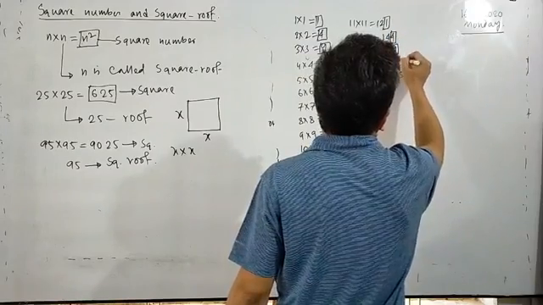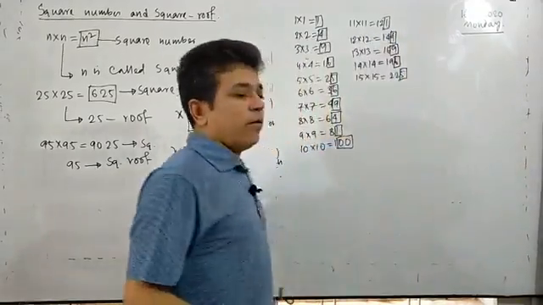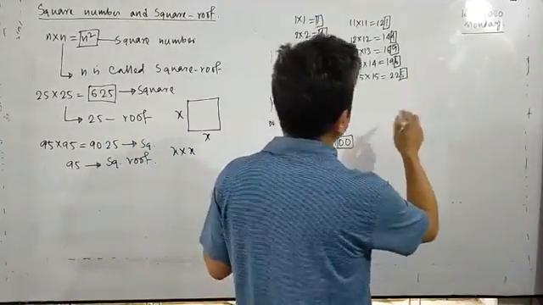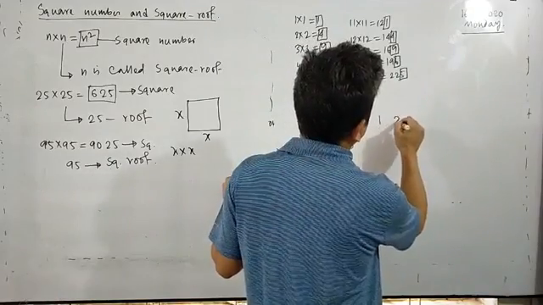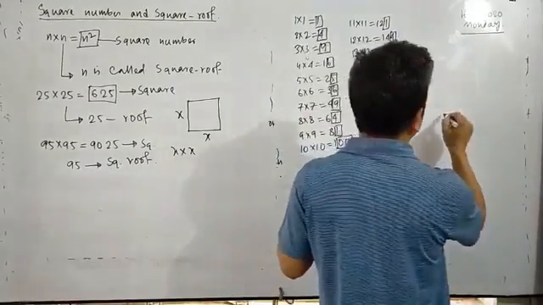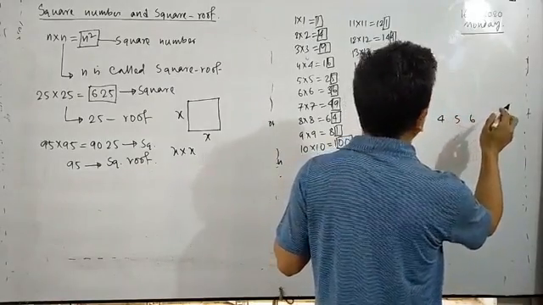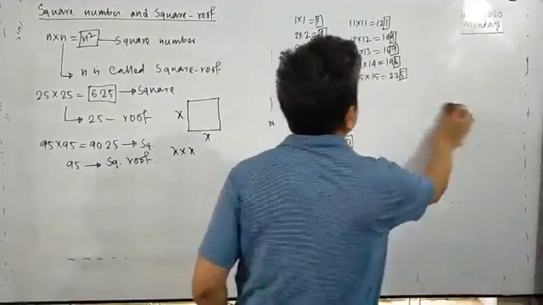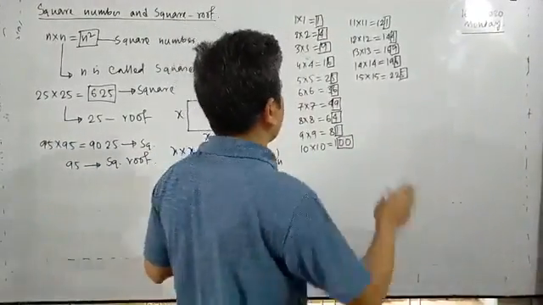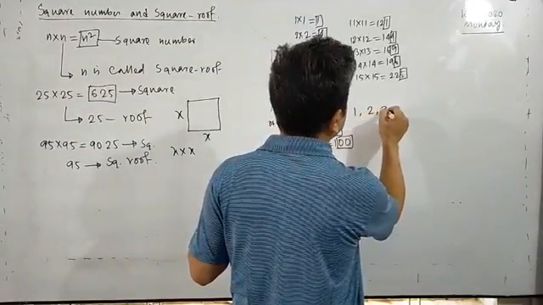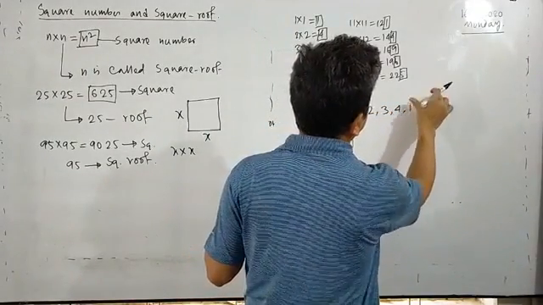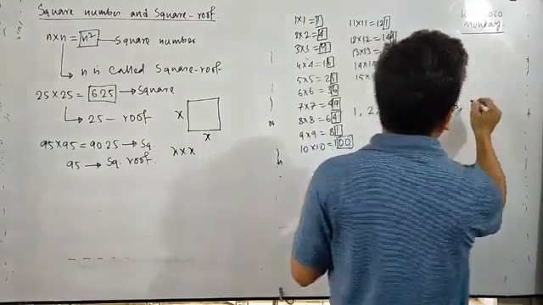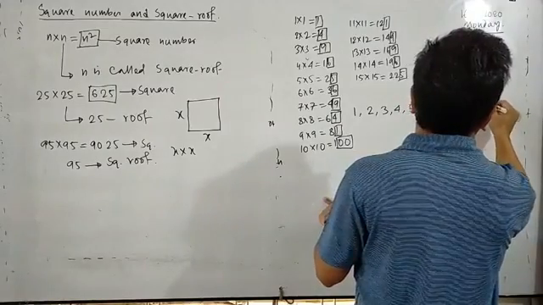So when we get a square number, look at all these numbers. Here is 1, and I'm writing this line here: 1 2 3 4 5 6 7 8 9 and 00.